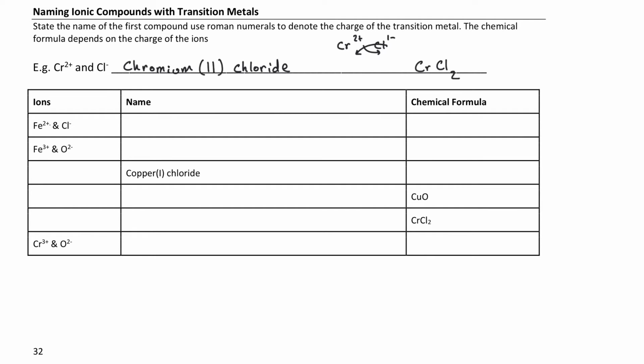All right, let's do a few more here. We got Fe, which stands for iron. So I'm going to write that down. For the name, it's going to be iron. The charge is 2. And we got chloride.